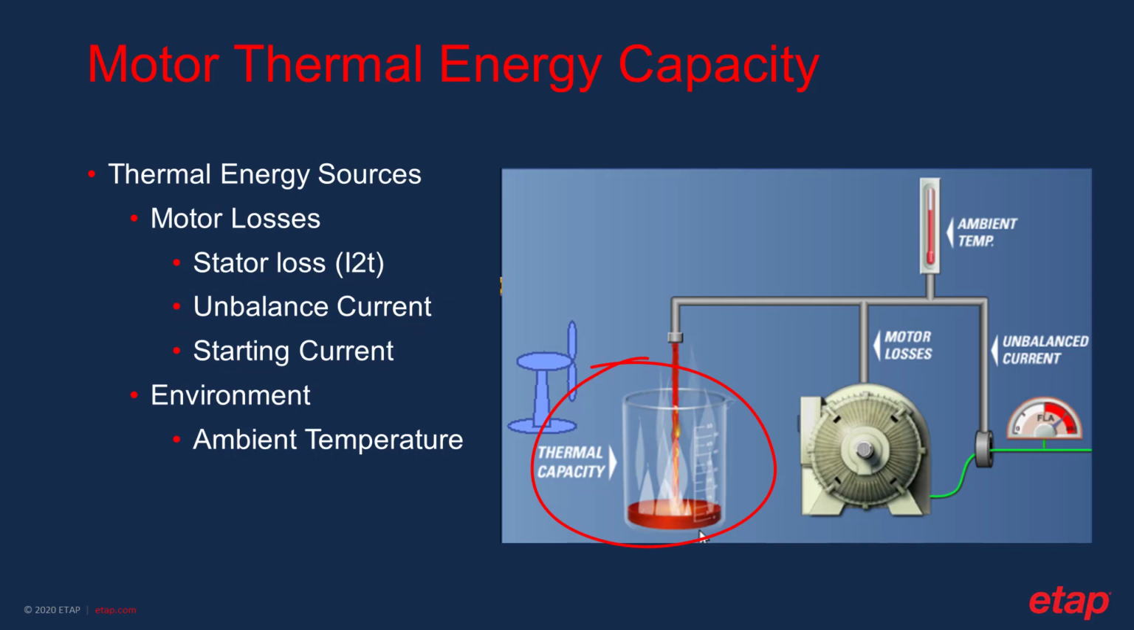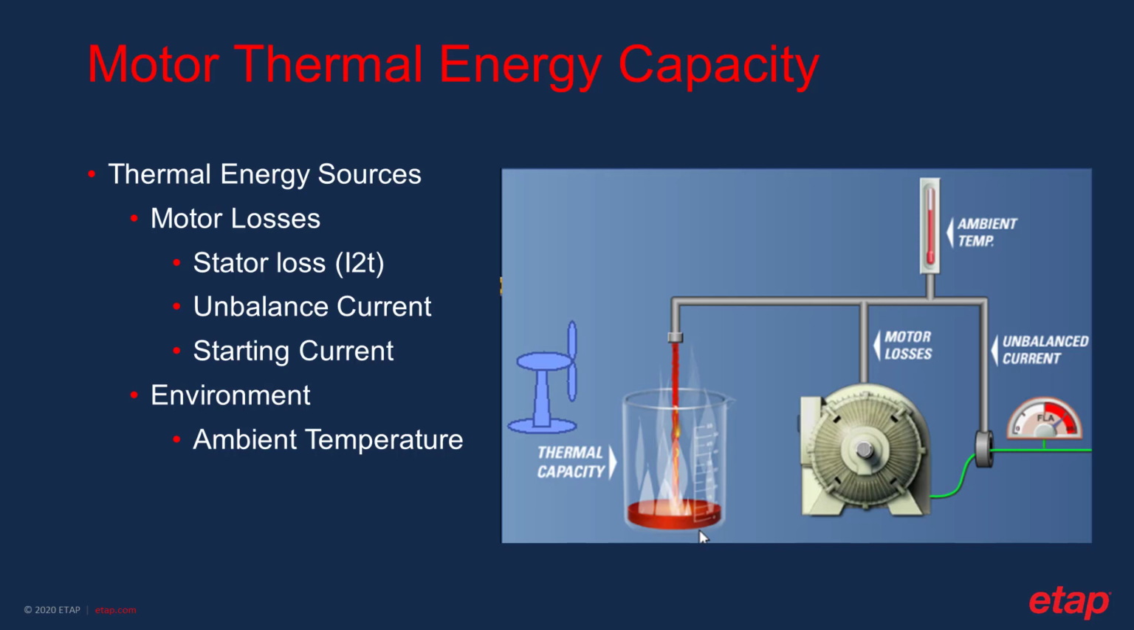The capacity, withstand, or thermal limit of the motor can be represented by a bucket. This bucket has a limit representing the motor thermal capacity or thermal limit, and this bucket will be filled by different sources of thermal energy, which would be the motor losses, the I squared T in the stator. It would be caused by the unbalanced current between the three phases. Depending on the ambient temperature, naturally the cooling of the motor provided by the fan could have a different impact on reducing the thermal energy capability. So all together would give you a thermal energy capacity or thermal limit curve.